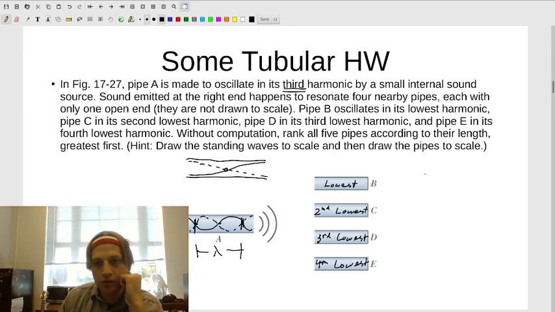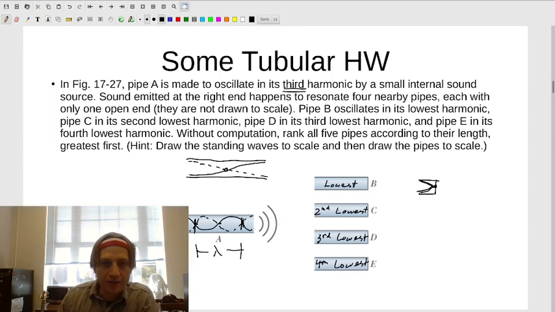Now you'll remember the wave that allows this to meet its lowest harmonic is one where we fit in a quarter of the wavelength. So we have a node here, an antinode here. So drawing it roughly to scale, I would have just 1/4 of that wavelength, and so this tube B would be quite short.